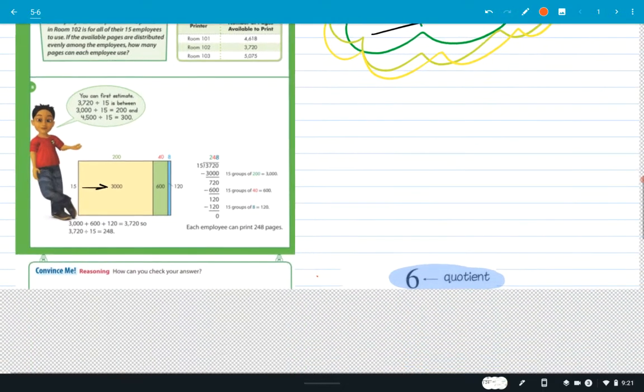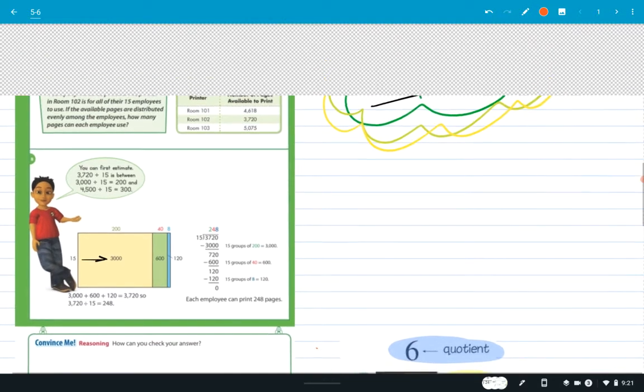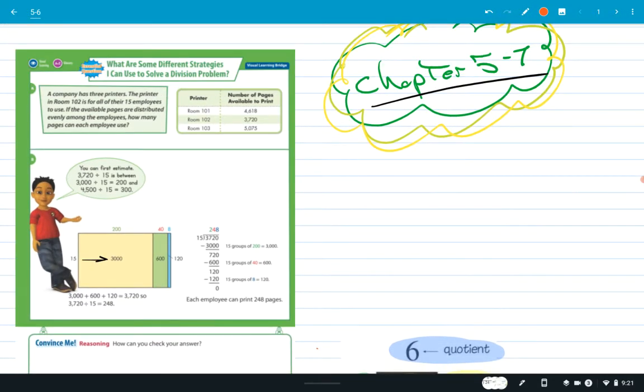Let's see here. What page is this? This is page 206 here. So they're talking about, it's just more division.